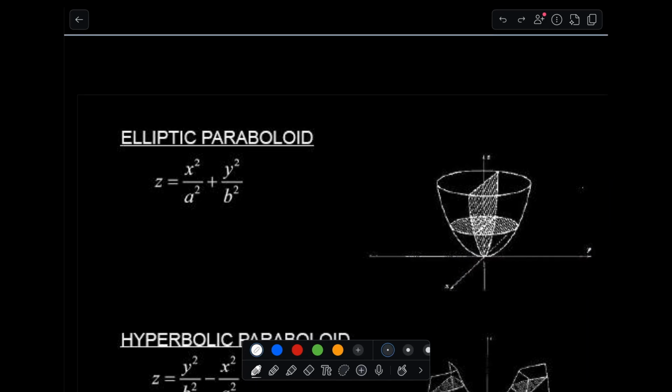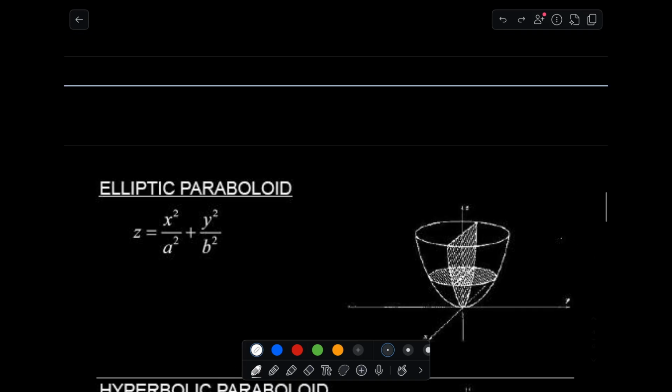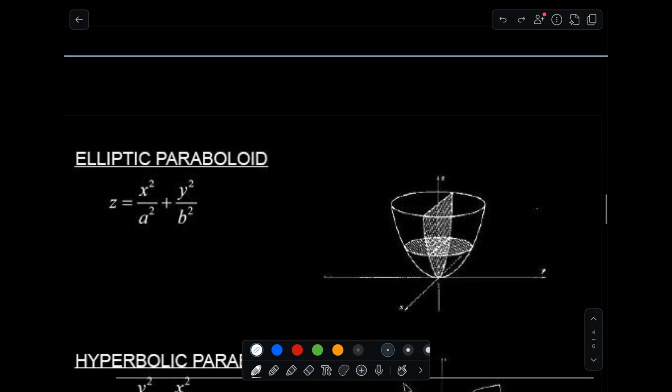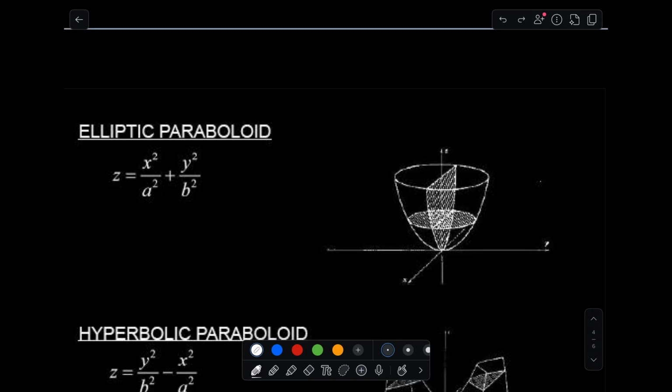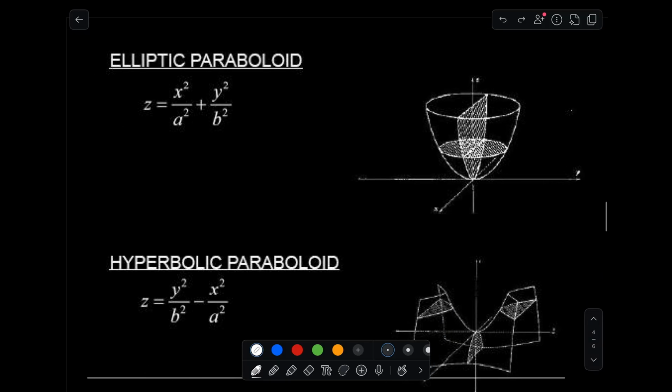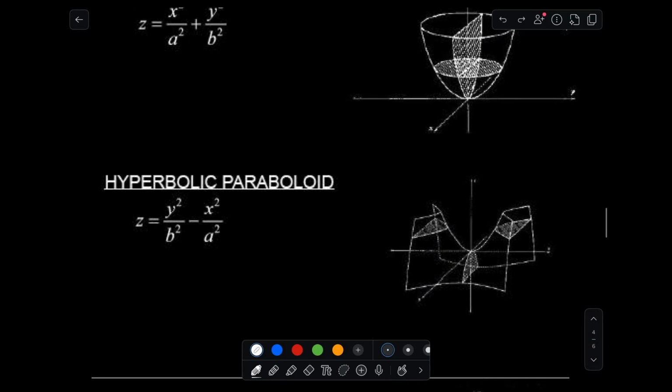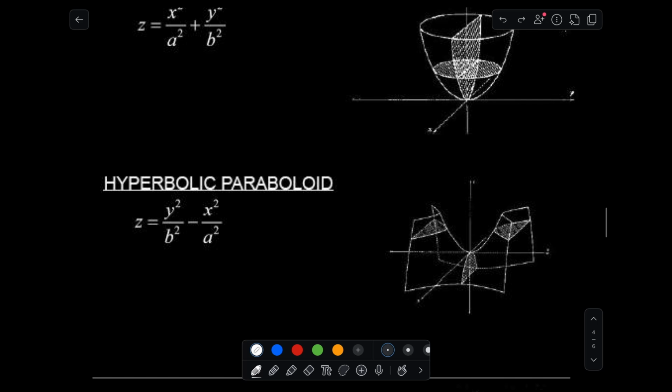Elliptic paraboloids, that's actually the example we did above, or it's like a variation of it, right? And then we have a hyperbolic paraboloid like this. And these are all the different traces of it, right?